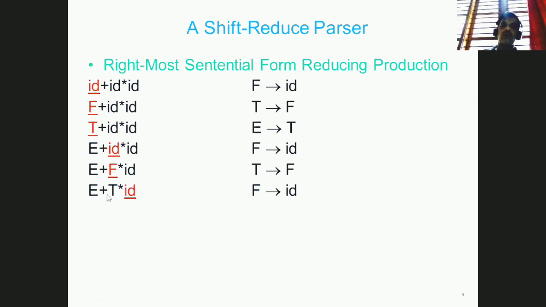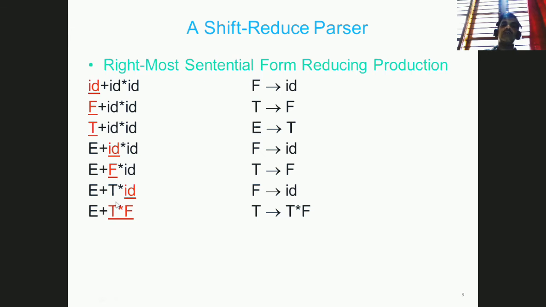Even though we find E plus T as a handle to replace by E, we are not doing it because plus has lower precedence compared to star. That's why we are not replacing this E plus T by E. We keep E plus T as it is. Handling the id, id is replaced by F. So in the next step, id is replaced by F.